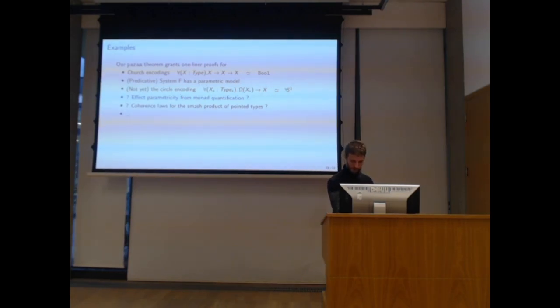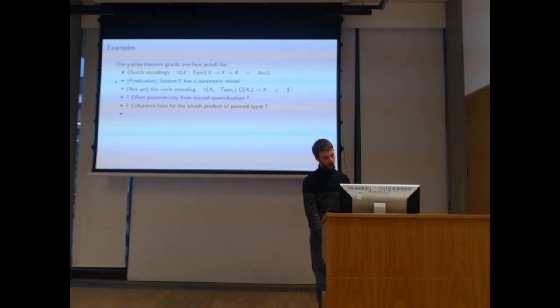Also, I wanted to prove that the circle has a Church encoding, which looks like this. And omega is taking a pointed type and making a loop space out of it, so path at the specified point. But for this, I think I need what I talked about, hits. So it's not yet there.